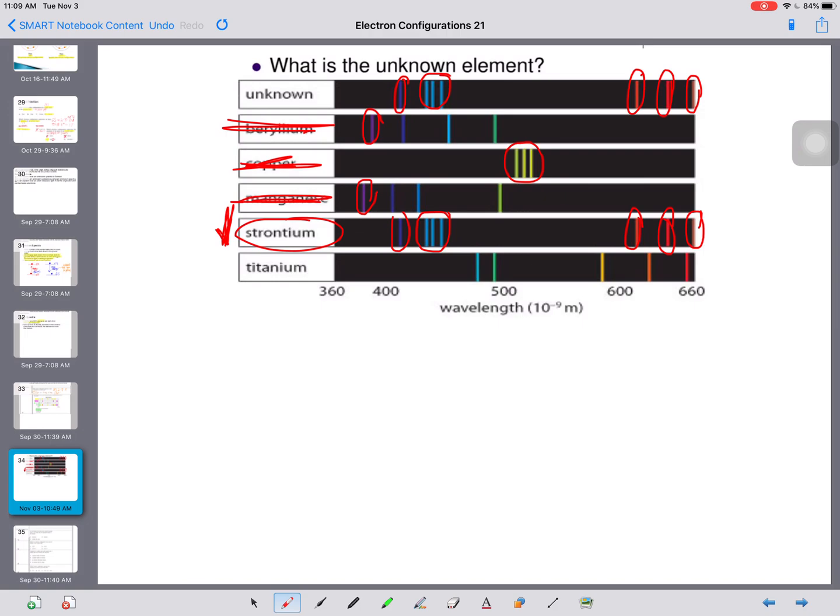And just to reference, if you look at titanium, it starts with this teal colored line. That's not present in the unknown, so it can't be titanium either. Okay? So that's how we figure out what unknown elements or unknown substances are present in a sample. Okay?